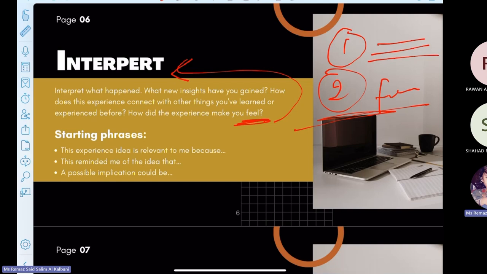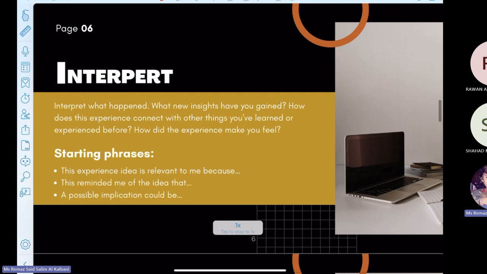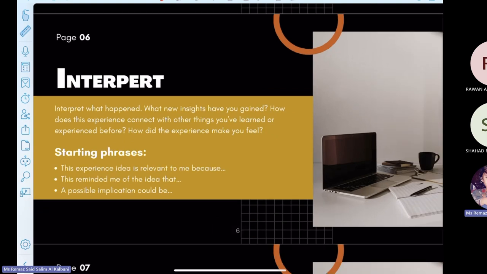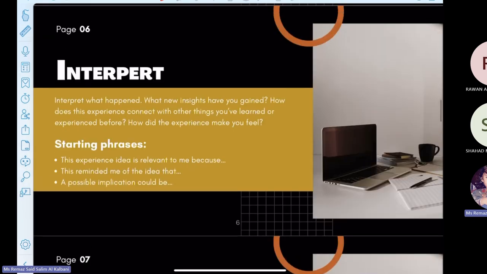And you can start writing this part by using these phrases, such as the experience is relevant to me because it reminded me of the idea that, or a possible implication could be. Okay, so here are some examples. You might memorize one of these, okay, which will help you inshallah in your writing as a beginning of the other part. يعني لما تبدأ في part ثاني you can just memorize one of these عشان تنتقلوا من الجزء الأول اللي هو describe to the other part اللي هو interpret. And remember again, your feelings are connected with the second part.